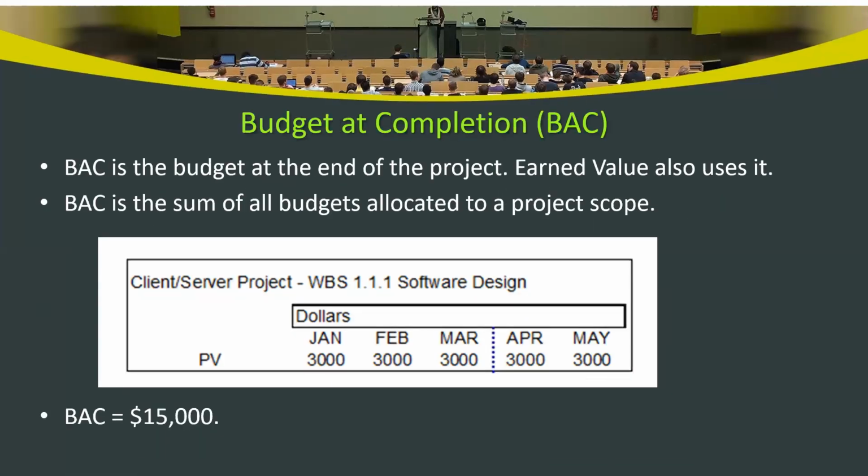So budget at completion is the overall budget of the project, and we know that was 15,000. We call it BAC. It's a standard term used globally, industry-wide. This is the budget that is established during the initial baselining of the cost.